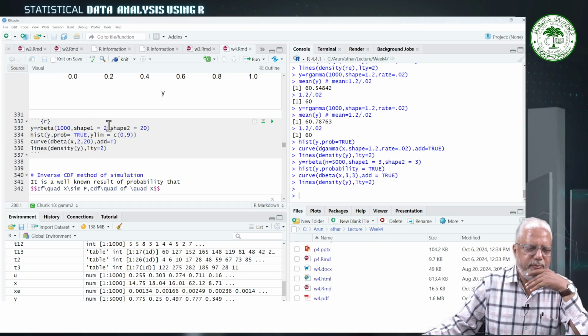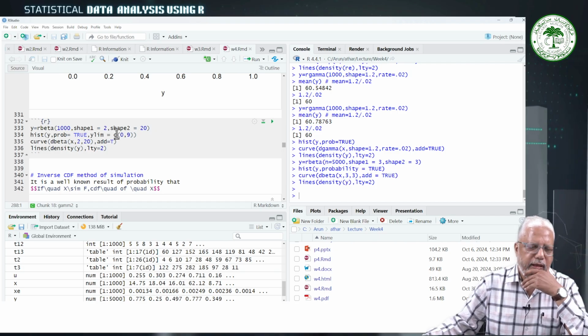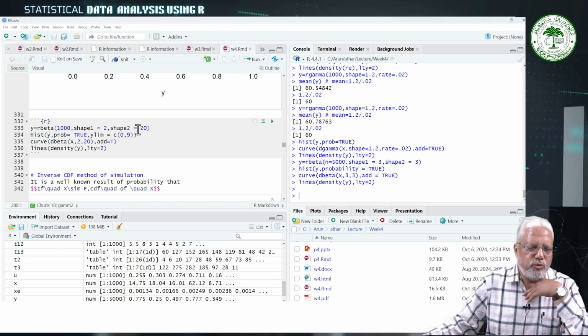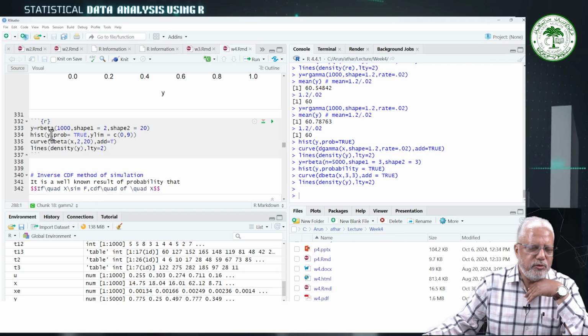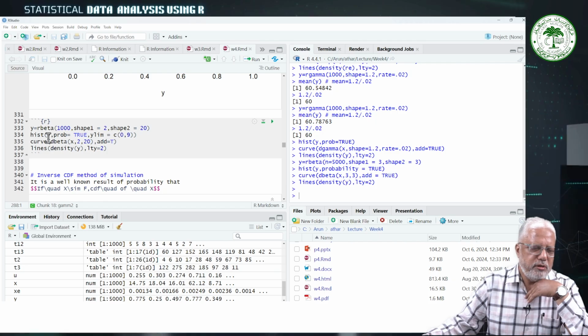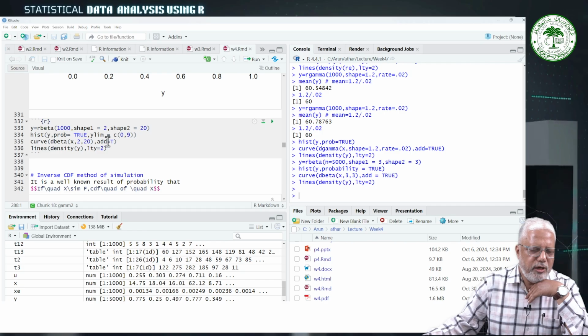Similarly, if shape 1 is equal to 2 and shape 2 is equal to 20, we are again simulating from beta distribution. So, this will be a left skewed distribution. Hist with prob and curve, we will add a curve on it and then we can add a line density.